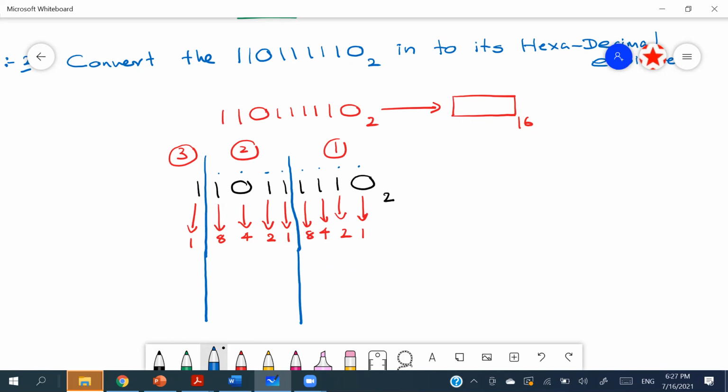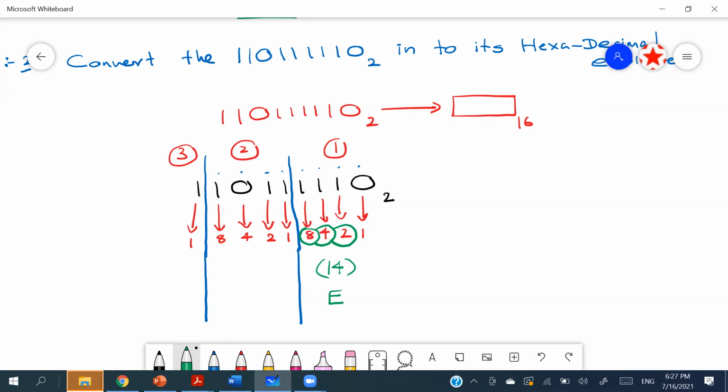So here, how we are going to find the values, we are going to add 8 and 4 and 2, right? We are not going to consider 1 because there is 0 above that. So 8 plus 4 is 12, 12 plus 2 is 14. So 14 is represented by E. So we are going to write E.